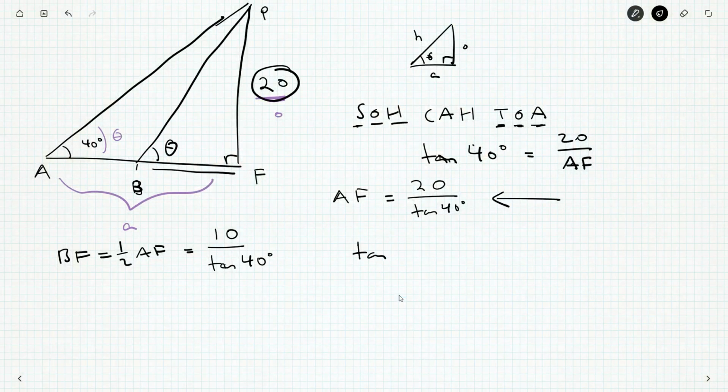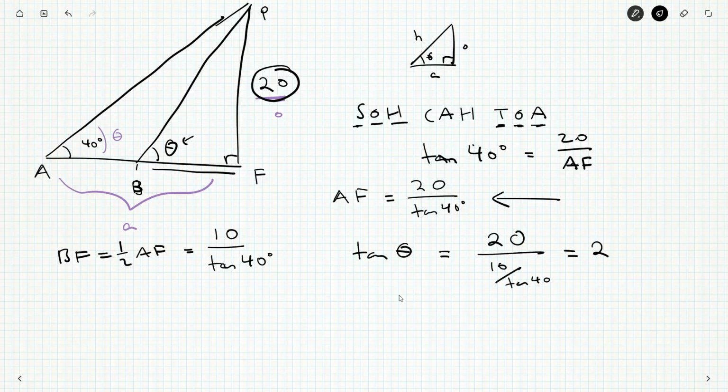So I know that tan theta, this theta here that I want to find out, is going to be opposite over adjacent. And we can simplify this a little bit to 2 times tan 40 degrees. Well, I want just theta on its own, so I can use, and some calculators will use tan inverse, some of them will say arctan, but we need to undo the tan calculation.